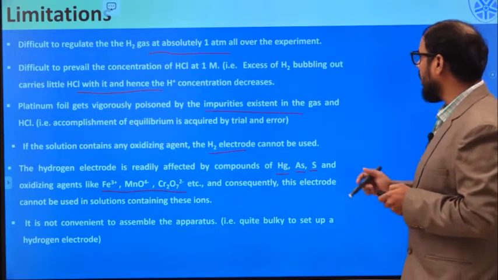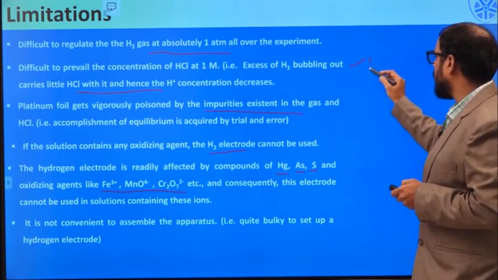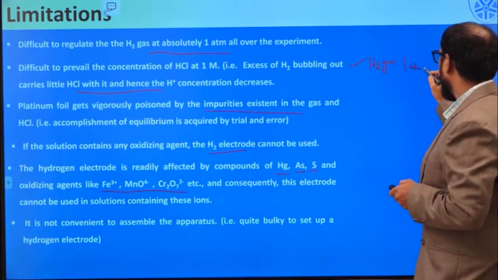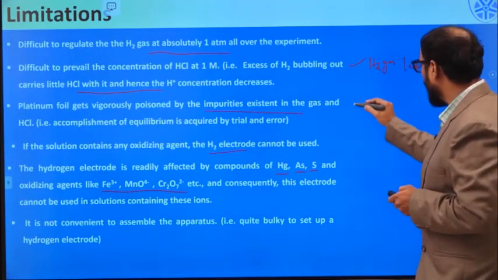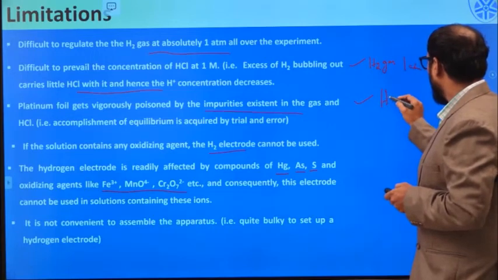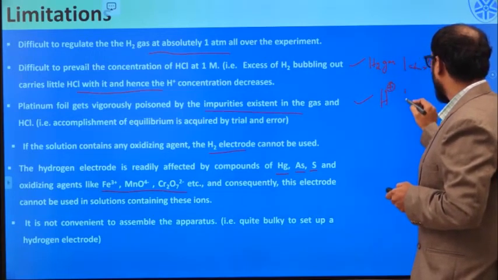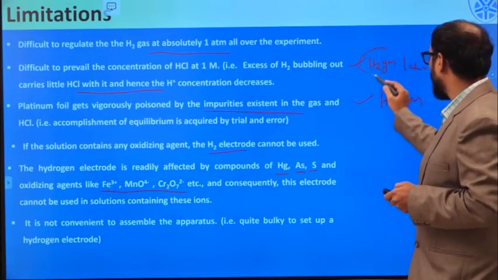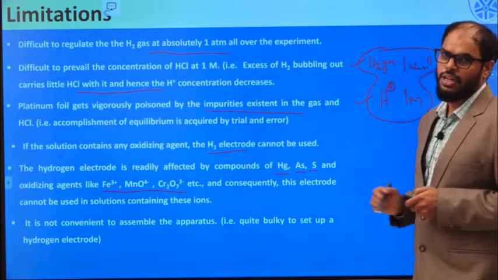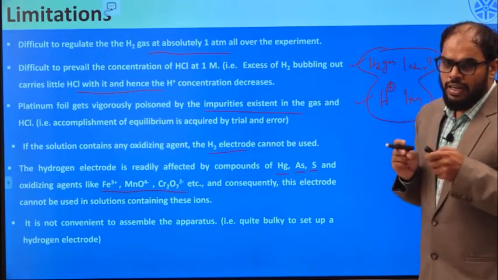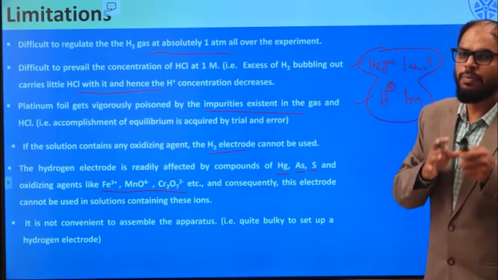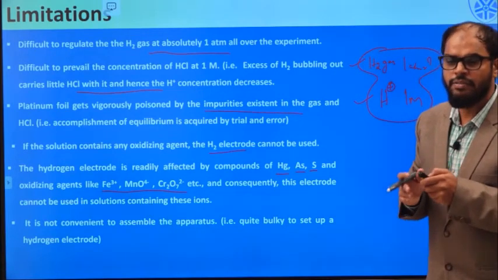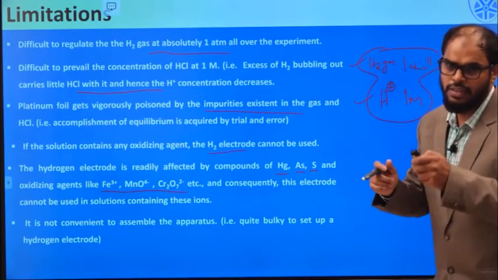So I can say that maintaining the H2 gas at 1 atmosphere is a very difficult task, and also maintaining 1 molar H plus ions is a very difficult task. So these are the two important limitations which are observed with the SHE electrode. So it is very important that we depend on some other electrode which is called the secondary reference electrode. We are going to talk about the secondary reference electrode, that is the calomel electrode, in the next session.